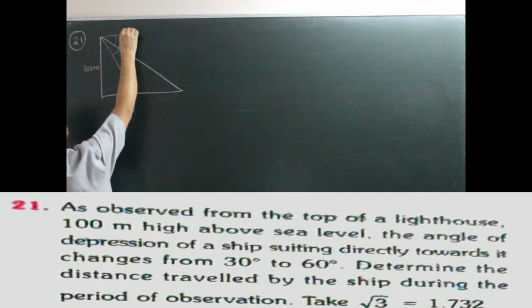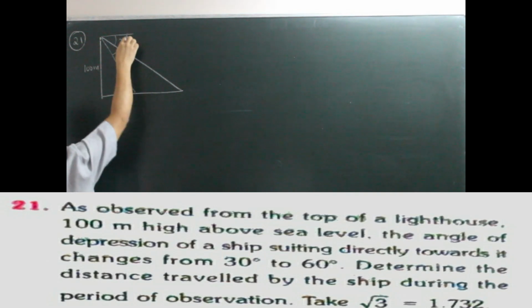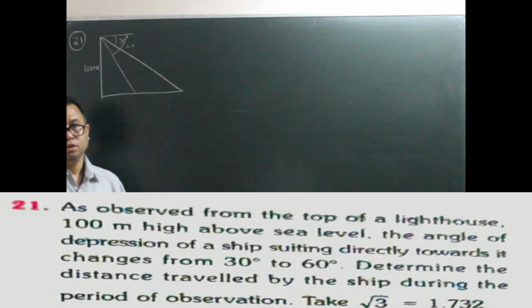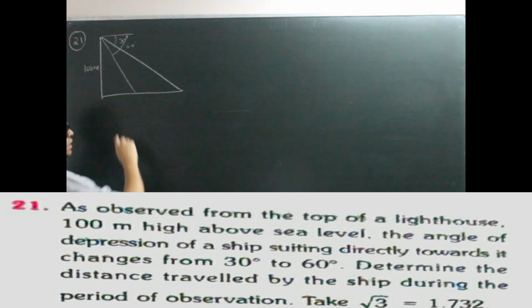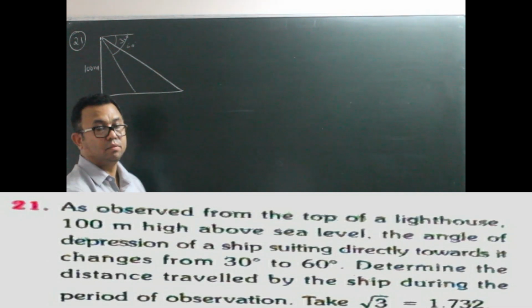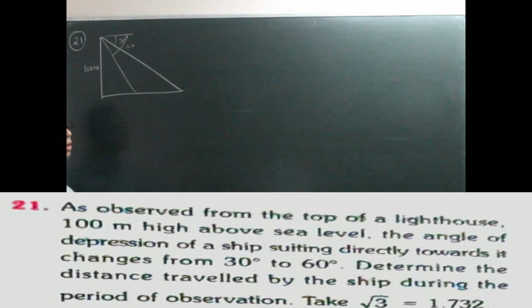Now this full angle is 60 degree. That angle is 30, full is 60. So the angle of depression changes from 30 to 60. Then the question is telling you, what is the distance traveled by the ship? So ship was here, now it has reached here. So what is the distance traveled by the ship? From here to there is what you have to calculate.